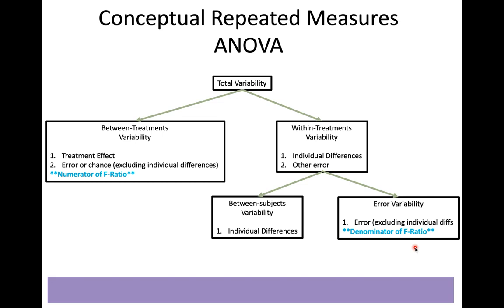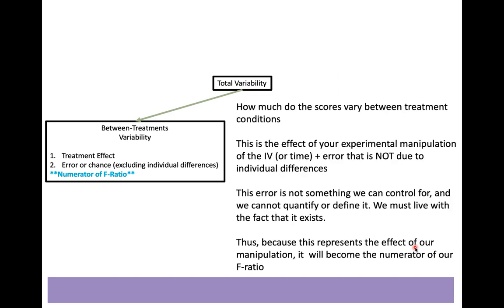Because if my denominator is smaller, then what happens to my F ratio? It gets bigger, right? The fraction gets bigger if my denominator is smaller. And so when that happens, we have more statistical power. And so it's easier to find significant differences in a repeated measures ANOVA when compared to a one-way ANOVA.